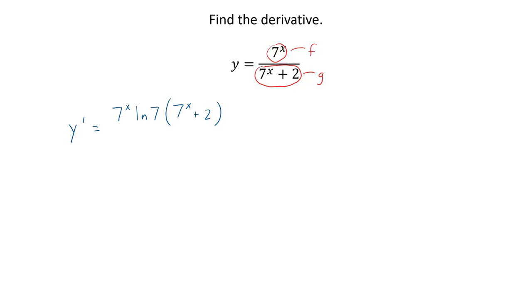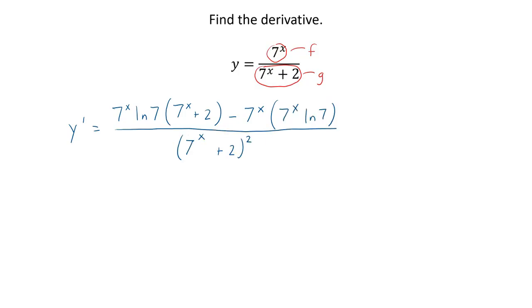And that's multiplied by g, the denominator. And we subtract from that g prime times f. F is just 7 to the x. And we multiply that by g prime. G contains two terms, but the derivative of the second term, the 2, is 0. So all we need to do is differentiate the first term, 7 to the x. We've already done that. The derivative of 7 raised to the x power is 7 raised to the x times ln 7. And then that's all over g squared. So in the denominator we have 7 raised to the x plus 2 squared.